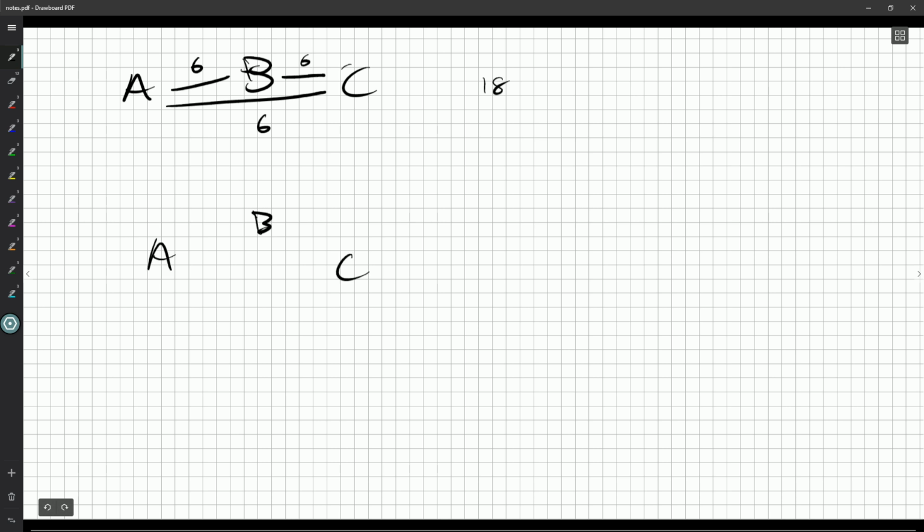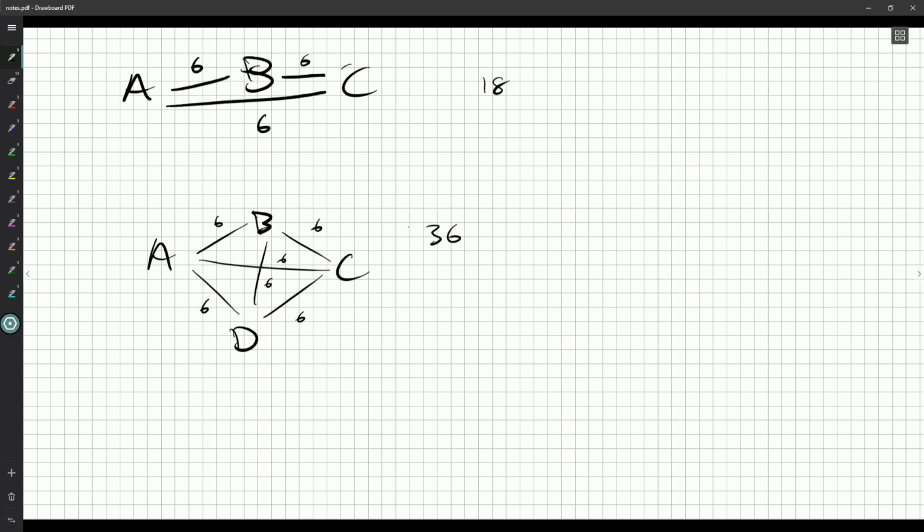Well, we could experiment with 4 teams. There's going to be lots of different ways to do it, but every single pairing, you're going to have 6 games. And so here we'll get a total of 36 games. You'll notice that these are always multiples of 6. So that's something to keep in mind.